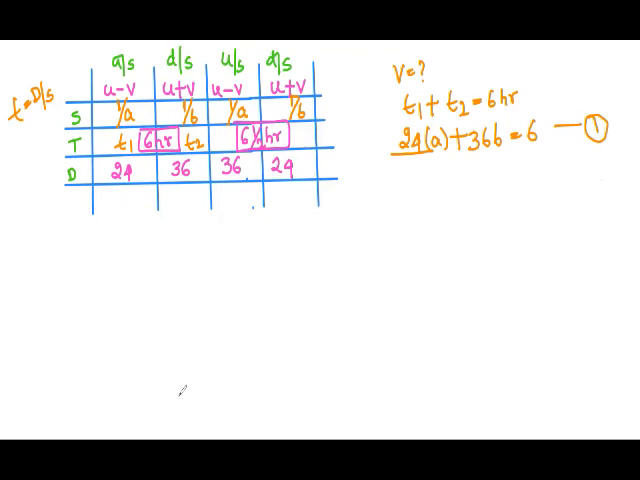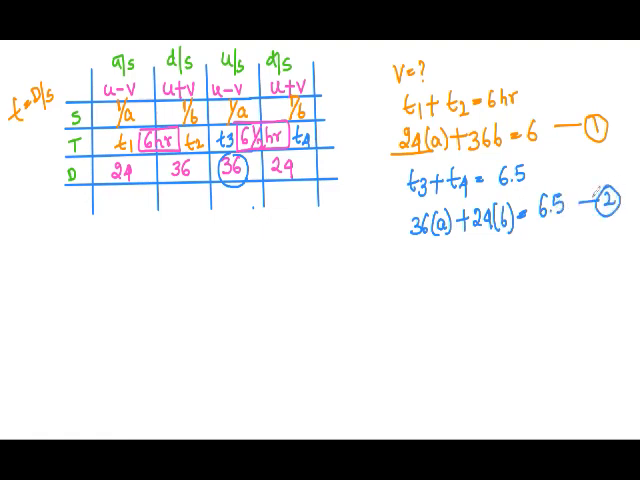Similarly, if I take the second case, I call this T3 and I call this T4. They have given that T3 plus T4 is equal to 6.5 hours, that is 13 by 2 or 6.5. What is T3? Here, T3 is equal to 36 into a plus 24 into b, so is equal to 6.5. So I have got the two equations. How to solve these two equations?